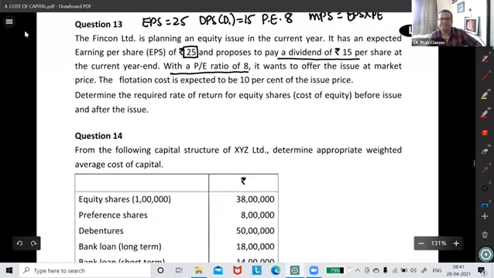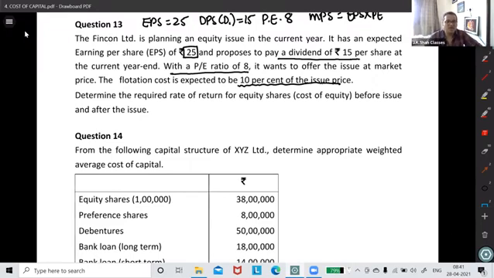Okay, fine. It wants to offer the issue at market price. The flotation cost is expected to be 10% of the issue price. So what you are required to find out is to determine the required rate of return for equity, that is Ke, before the issue and after the issue. So to do this calculation, how many times? 2 times. To do this calculation 2 times.